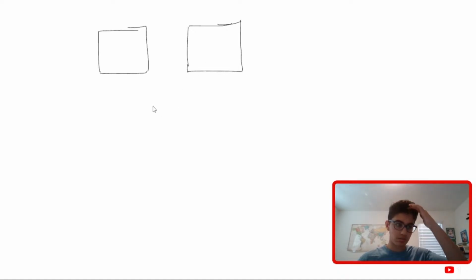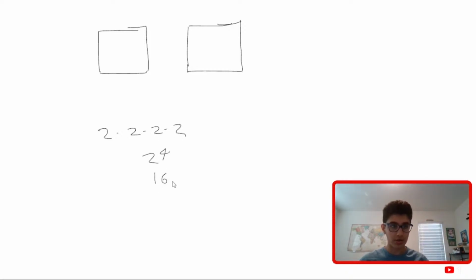Wait, no, actually, there are four balls, right? And there are two boxes. So for each ball, you have two choices. You can either have it go in this box or this box. So it's 2 times 2 times 2 times 2, 2 to the fourth, 16. I'm pretty sure that's it.